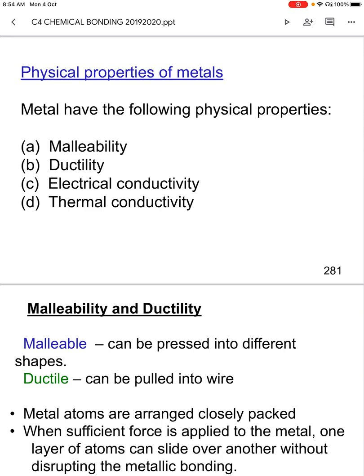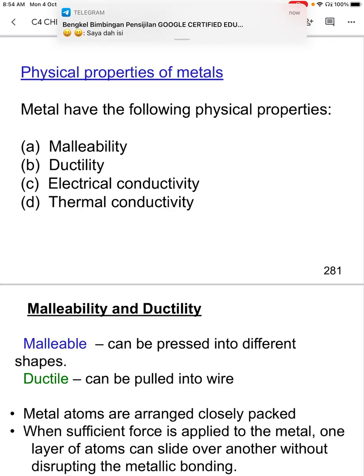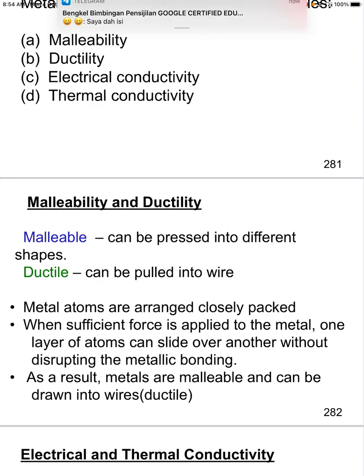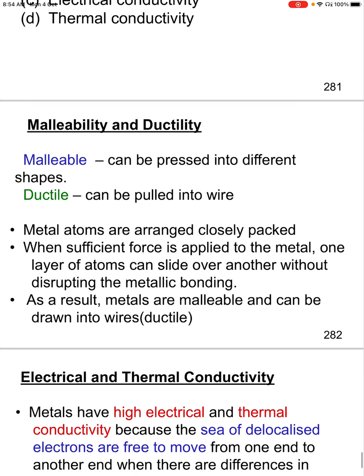Okay, properties of metals. Metals have the following physical properties. You have learned this in your upper secondary school: malleability, ductility, electrical conductivity, and thermal conductivity. Malleable means can be pressed into different shapes. Ductile means can be pulled into wire. Metal atoms are arranged closely packed. When sufficient force is applied to the metal, one layer of atoms can slide over another without disrupting the metallic bonding. As a result, metals are malleable and can be drawn into wires, ductile. So this is due to the arrangement of atoms. Most importantly, point number two, the layers of atoms can slide over one another without disrupting the metallic bonding. That means they can be malleable and ductile.